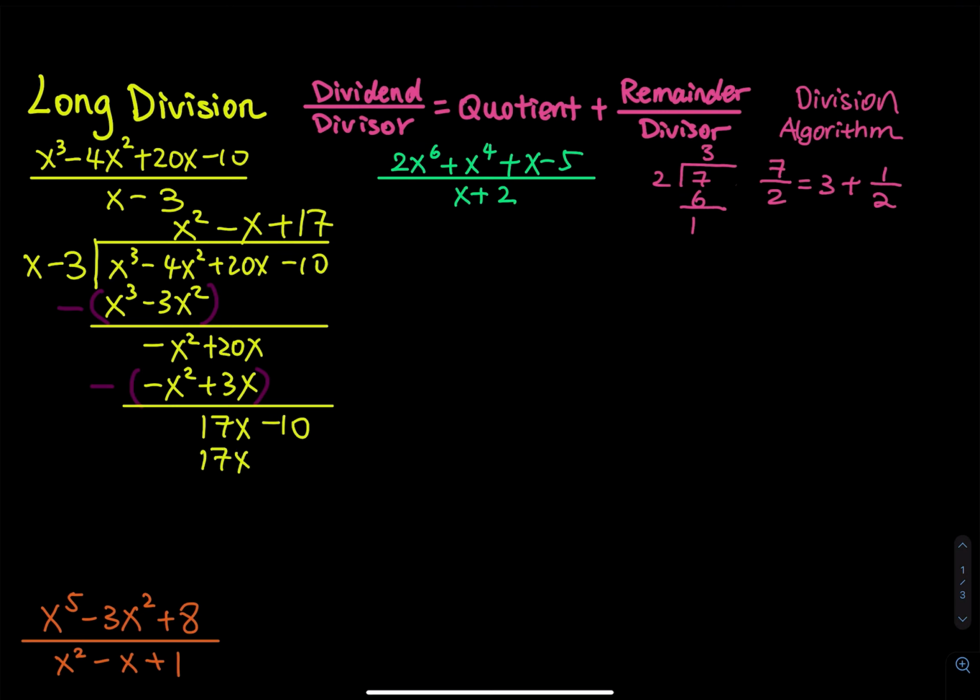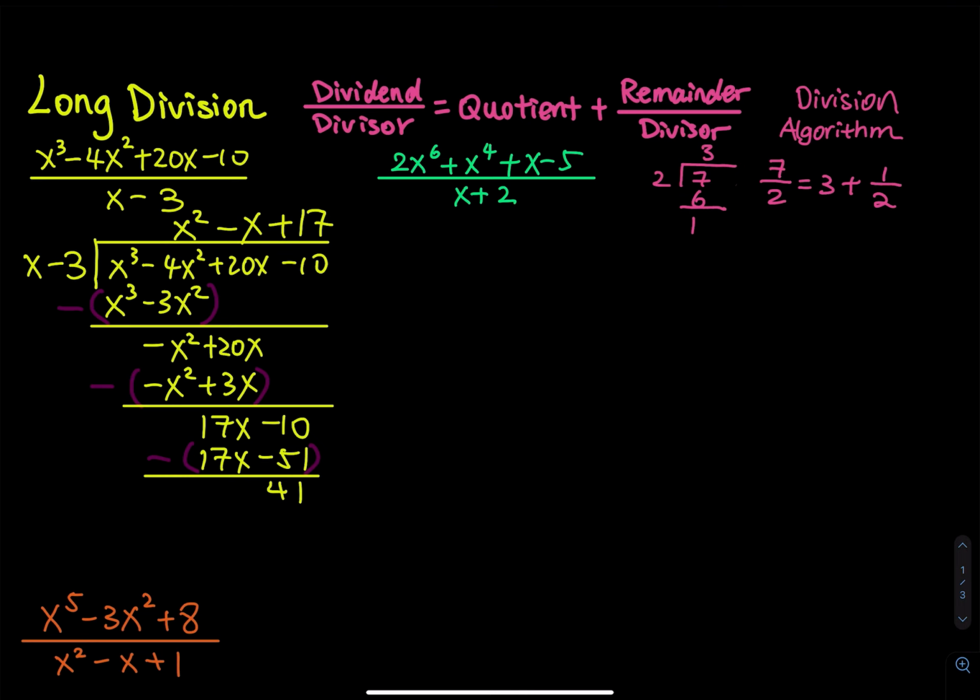17 times negative 3 is equal to negative 51, and then you perform another subtraction. So you subtract the whole thing. That means you are doing negative 10 minus negative 51. If you don't write the minus, you will just go negative 10 minus 51. So this is negative 10 plus 51, because minus becomes a plus. So the remainder is equal to 41.